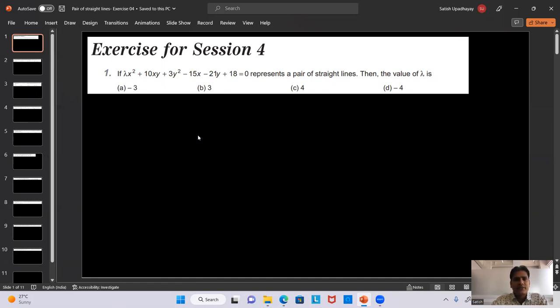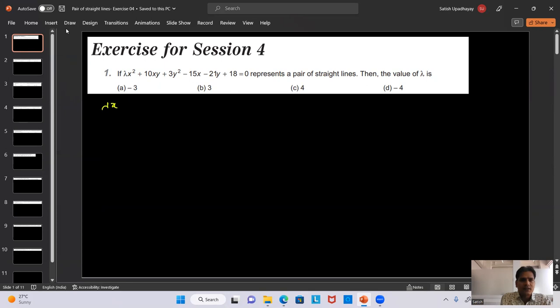So the question is saying: if lambda x square plus 10xy plus 3y square minus 15x minus 21y plus 18 equal to 0 represents a pair of straight lines, then the value of lambda is. So it's a general second degree equation, right? And we know for a pair of straight lines, this delta must be equal to 0. Now, what is delta? We will discuss first.